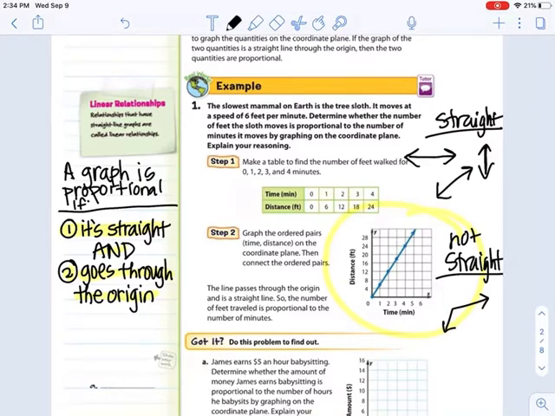So this clearly is a straight line. And then the other thing is it needs to go through the origin. The origin is this point right here, and it has a coordinate of 0, 0. That's the origin. And this graph right here goes through the origin. So we would say that this graph is proportional because it's a straight line and it goes through the origin.